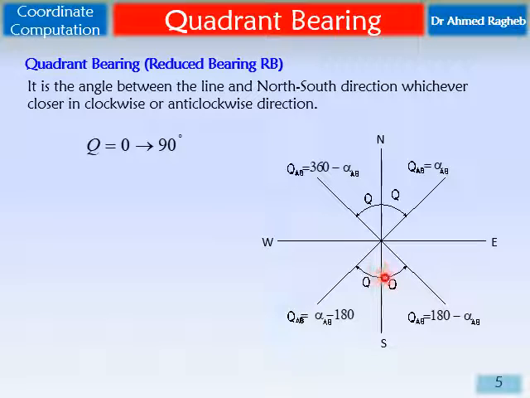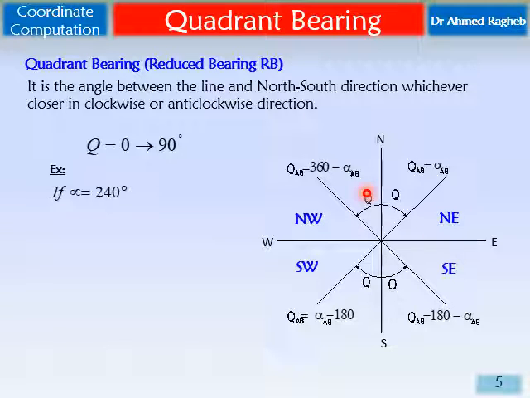If it's in the third quad, then it's measured from the south direction clockwise, and if it's in the fourth quad, then you measure it from the north anti-clockwise. So you'll always find that the quadrant bearing is from 0 to 90 degrees, but this is not enough. You need to distinguish the quadrants that you're in. So the first quad is northeast, the second is southeast, the third is southwest, and the fourth is northwest.